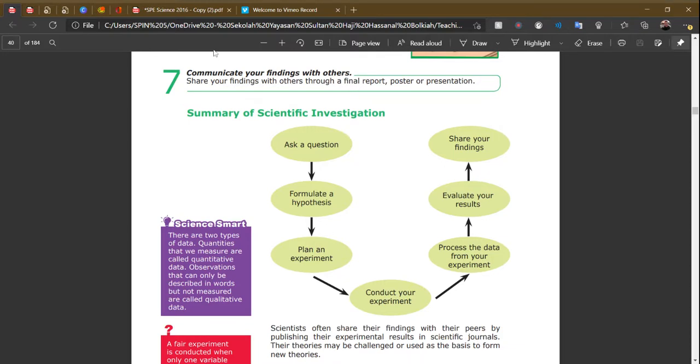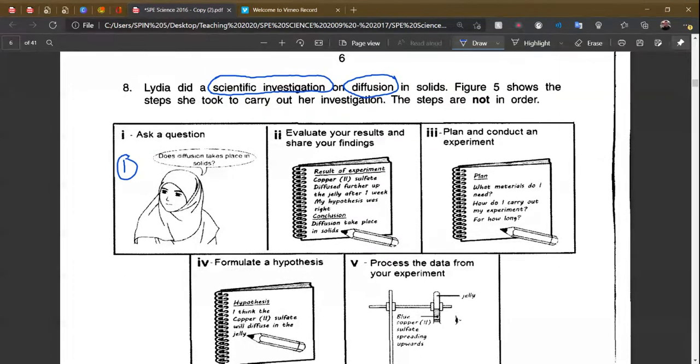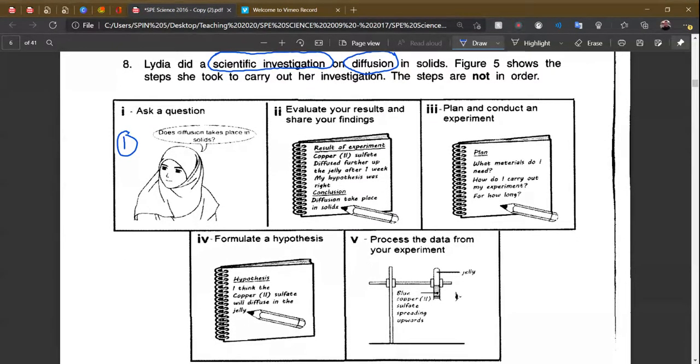So let's have a look at the question, and the very first thing should be ask a question. And if you look there, this one is the first choice. Ask a question. So this is number 1. Does diffusion take place? And number 2, you need to formulate a hypothesis. So this is number 2.